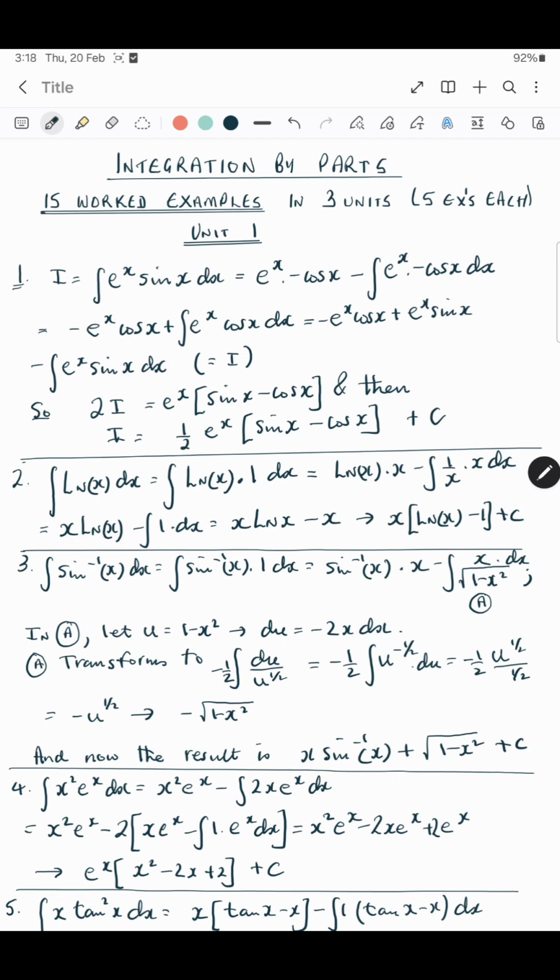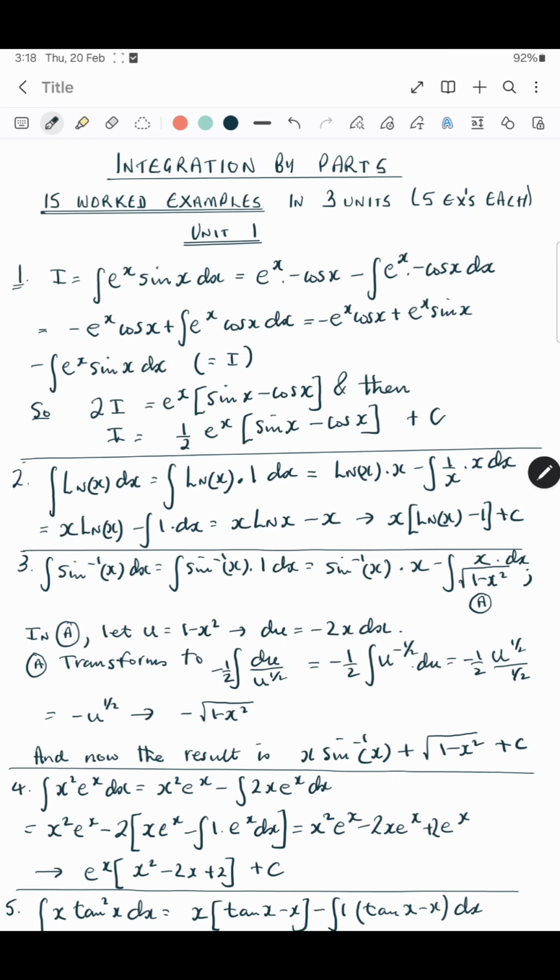Now, in that integral there, we'll let u equal 1 minus x squared. So du will be minus 2x dx. And the integral, which I've labeled as A, will transform to minus 1/2 integral of du over u to the half, which is minus 1/2 integral of u to the minus half du, which is minus 1/2 u to the plus half divided by 1/2. The halves cancel out, leaving us with minus u to the half, which is minus square root 1 minus x squared.